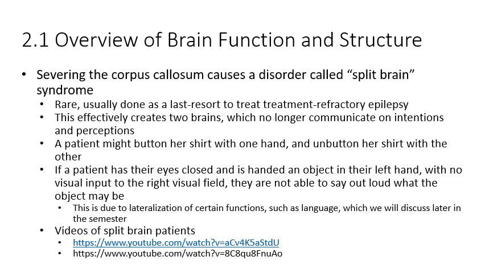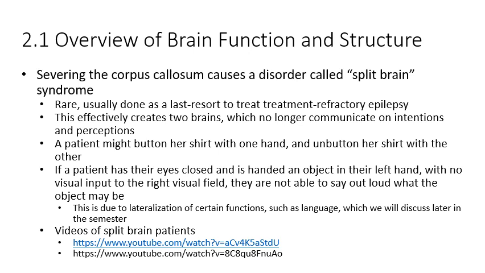And the behavioral correlates of this are that a patient can have different intentions, or sort of has two different personalities almost on the different sides of the body. So a patient might button her shirt with one hand and unbutton the shirt with the other hand. One side of the brain wants to wear the shirt, the other side doesn't.